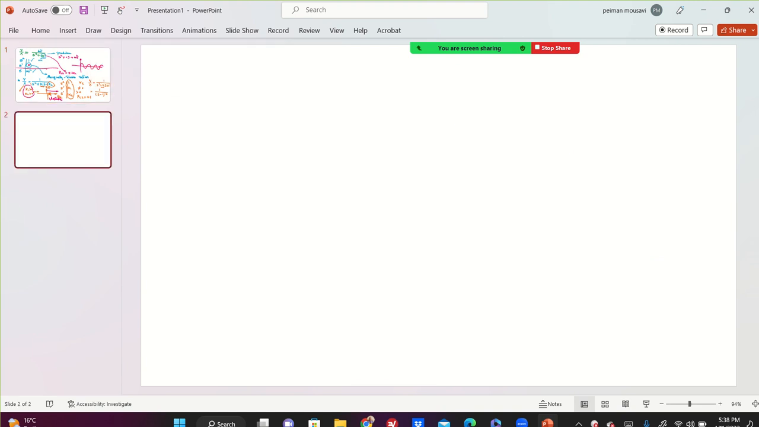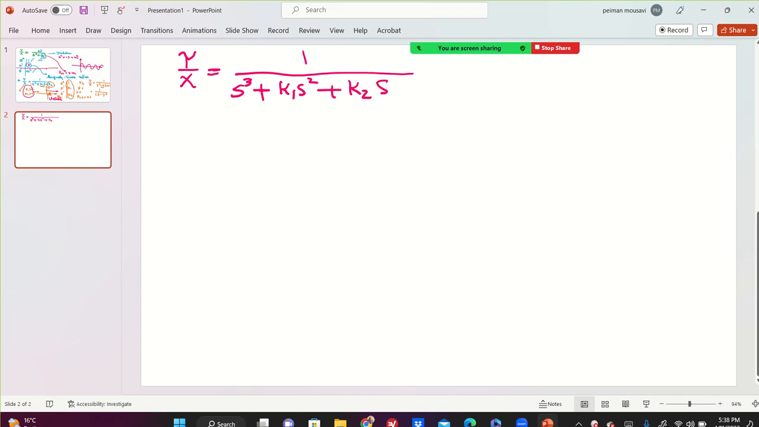Now, let's go to another system. I'm going to have 2 examples. Say Y over X is 1 over s cubed plus k1 s squared plus k2 s plus k3. You have a third order system.